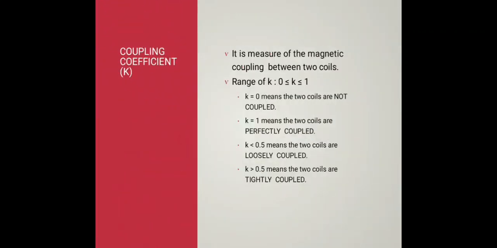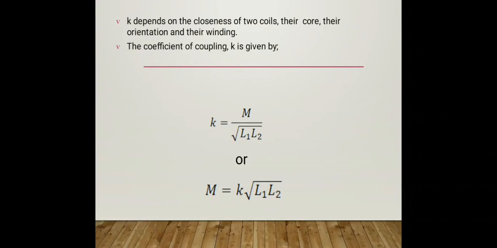Coupling coefficient. It is a measure of magnetic coupling between two coils. The range of the coupling coefficient is 0 to 1. If it is 0, the coils are not coupled. If it is 1, they are perfectly coupled. But in practical cases, it will not be 1. It may be less than 0.5 or greater than 0.5. If it is less than 0.5, the coils are loosely coupled, and greater than 0.5, tightly coupled. The coupling factor depends on the closeness of the two coils, their core, their orientation, and their winding. The formula is given below. Just see it.